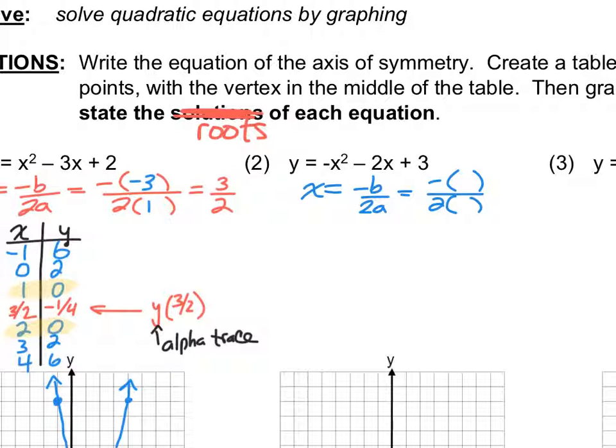So negative 2 over 2 times negative 1. What do we get there? 2 over 2, which is a 1. All right? So it's in that moment that you realize, okay, this is not going to be a difficult problem because I have a clean axis of symmetry. Oh, possibly negative 1? Yeah. All right, so I just need to build my table around the negative 1.